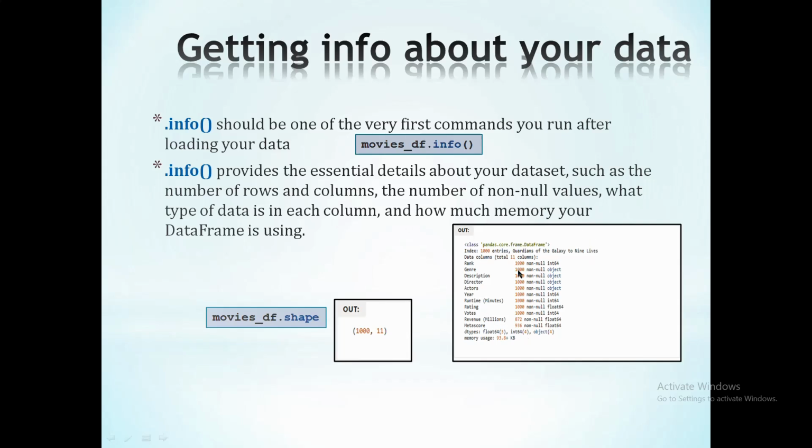Here I am having a data structure that represents the movies. There are total 11 data columns. These are all the columns: rank, genre, description, director, actors, etc. Here we have 1000 entries which are non-null, and the data types. If I use the shape function, it will represent the number of rows and columns. Here we are having 1000 rows and 11 columns.